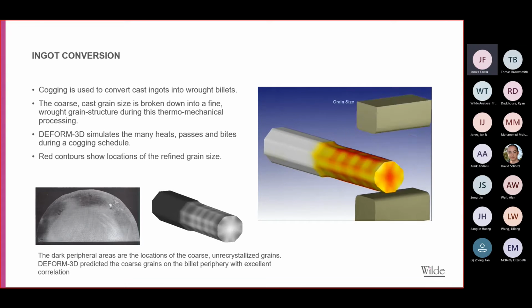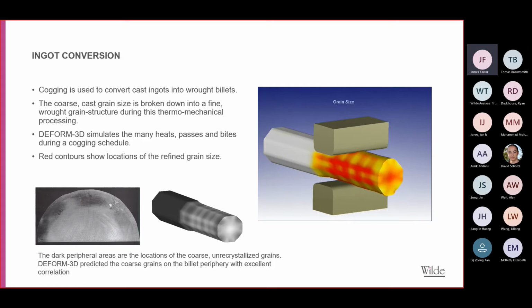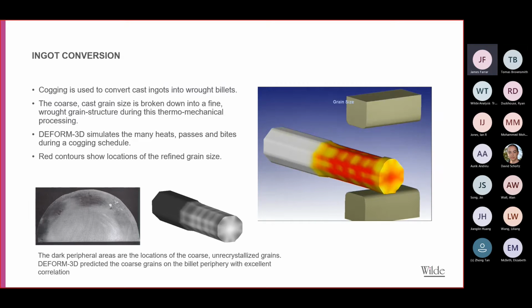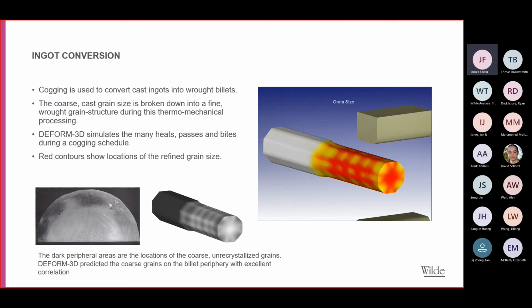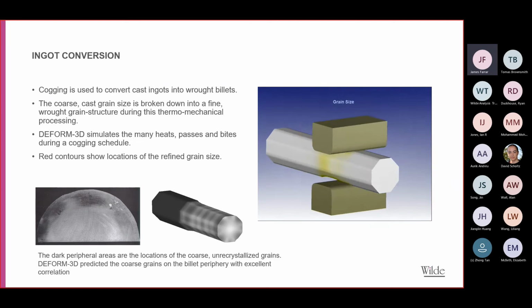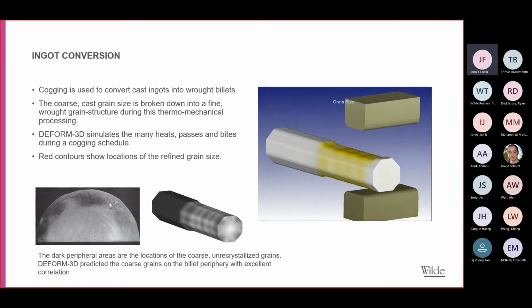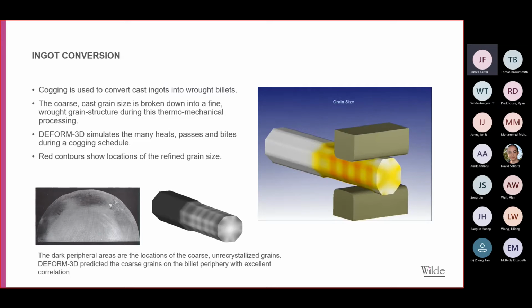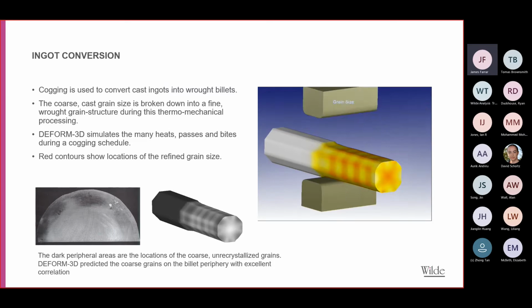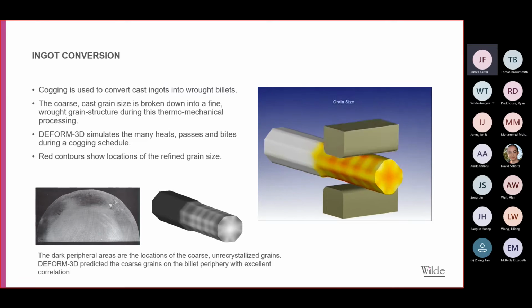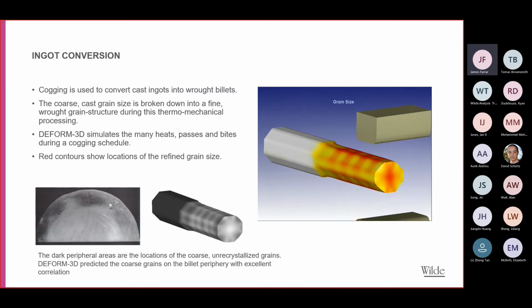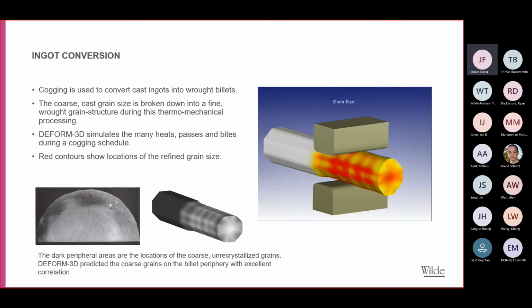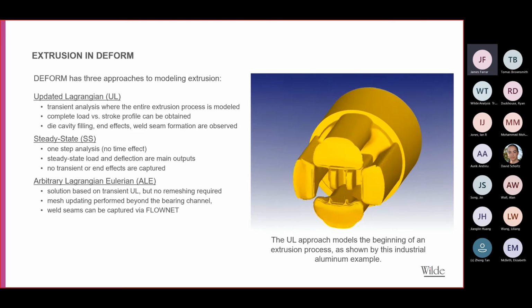We start off with a very coarse microstructure, and it's broken down into a fine grain structure to give you the desired thermomechanical properties, the mechanical properties that you'll need to deliver, which can be used later on for manufacturing specific components. And this might go on afterwards to be rolled or extruded or just forged into a different shape. One more application to cover, and that's extrusion.